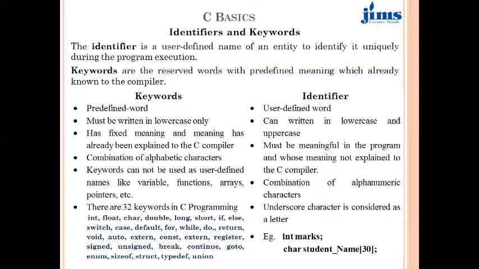The first two tokens are identifiers and keywords. An identifier is a user-defined name of an entity to identify it uniquely during the program execution. And keywords are the reserved words with a predefined meaning which is already known to the compiler. The difference between keywords and identifiers is given below. Keywords are predefined words. The C compiler knows the meaning of all these keywords, but identifiers are user defined.